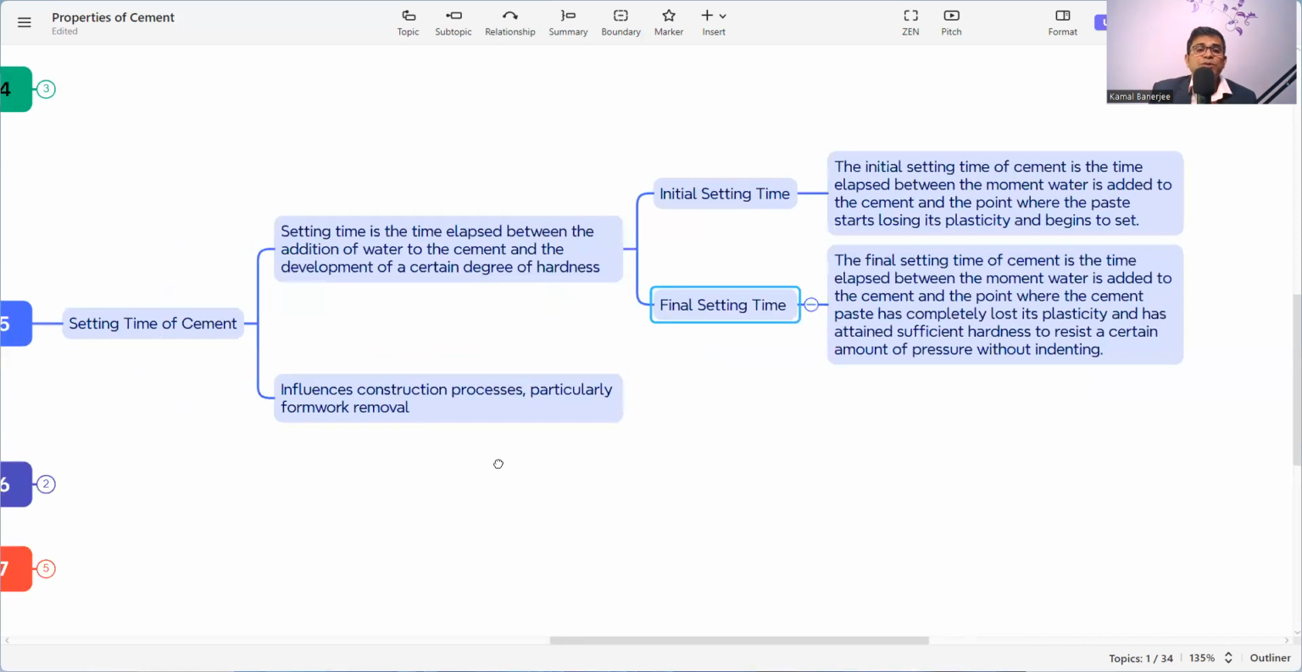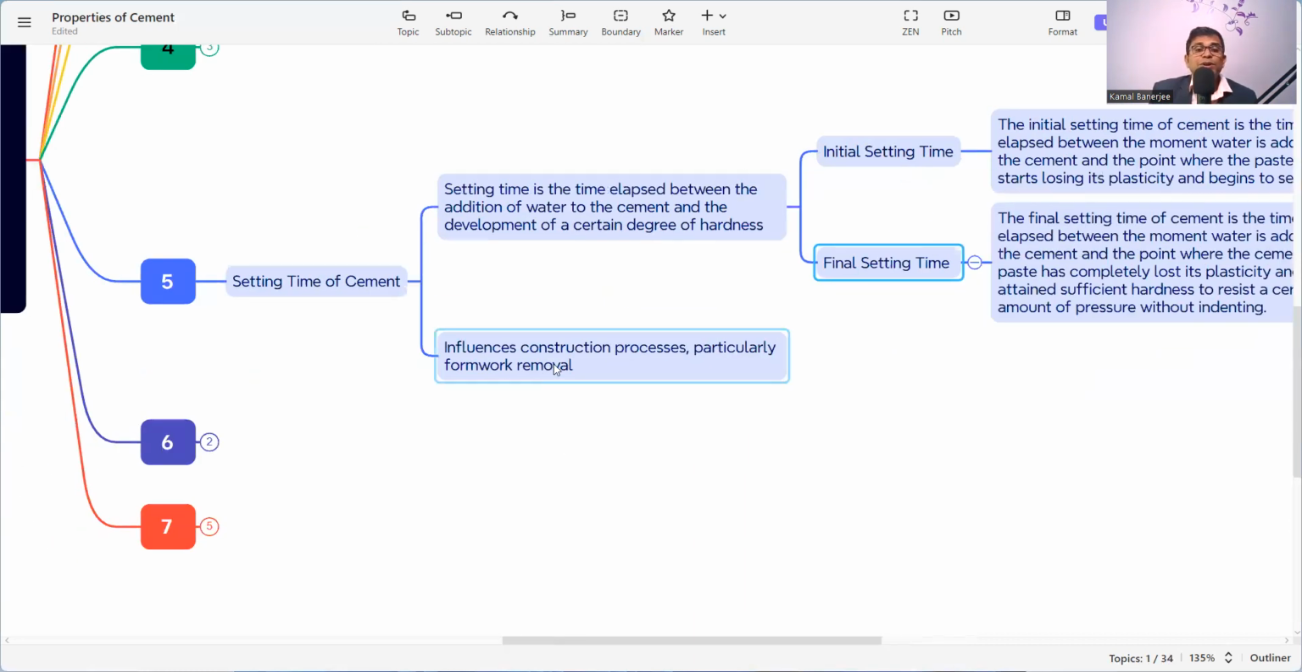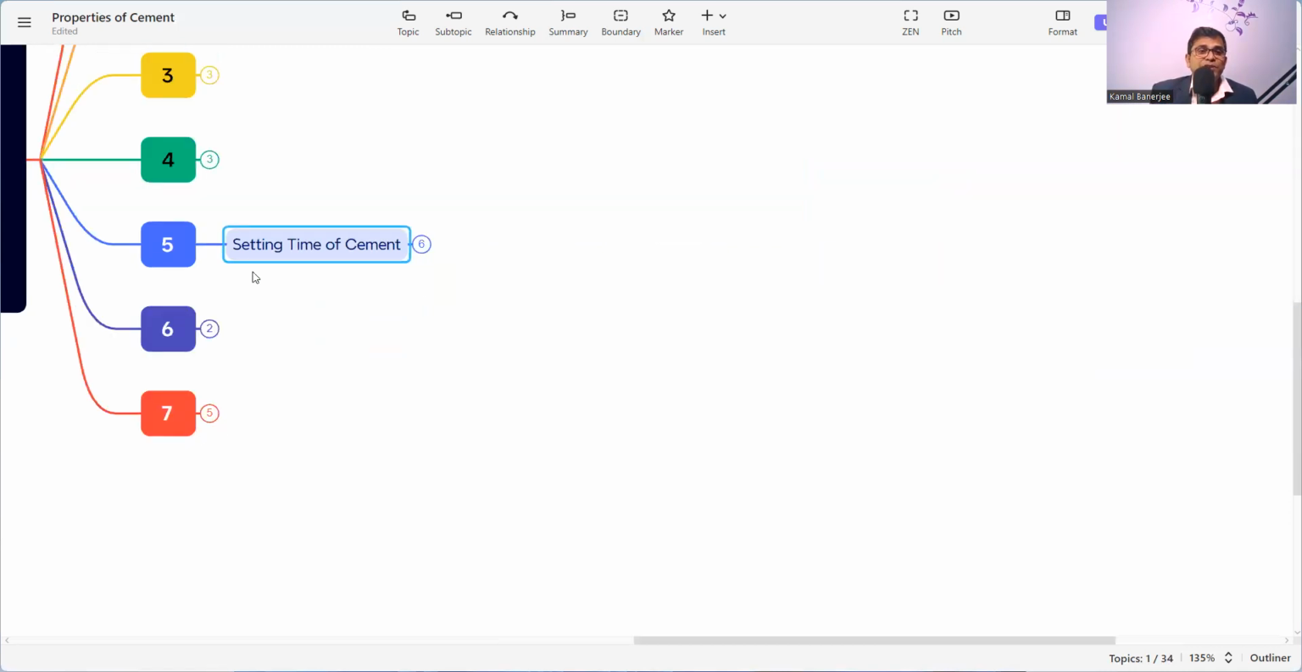How does the setting time influence the concrete? It influences the construction process, particularly formwork removal. Formwork removal is possible when a certain degree of strength has developed in the concrete. So how can we know the setting time? That's how we can remove the formwork and start the next activity or next sequence of pouring. So both the initial and final setting times are very important.